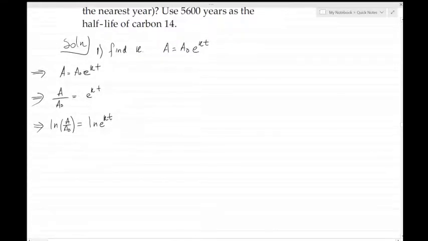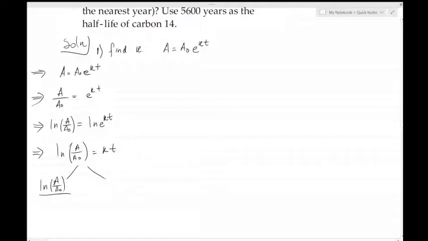Then I'm going to bring the power out to the front on the right side of the equal sign. And notice that ln of e goes away. So here I can have two definitions pretty much. I have ln of a divided by a sub zero, divided by k, equals t, or ln of a over a sub zero over t, I'm sorry, equals k. So that was just the work to show you how to solve for k or t.